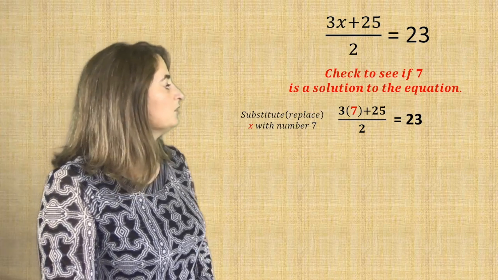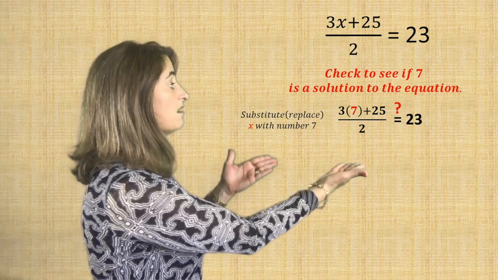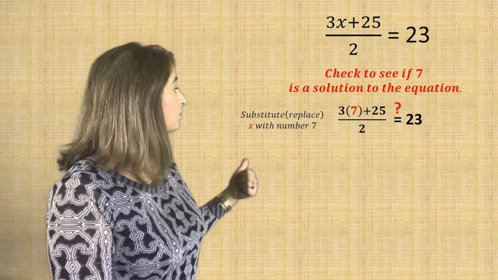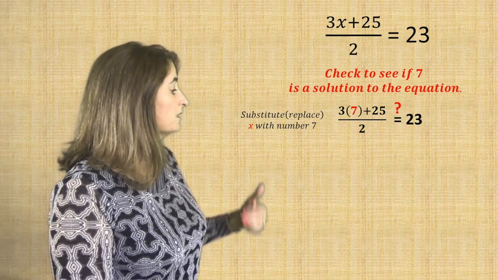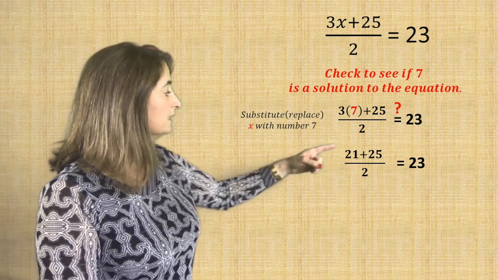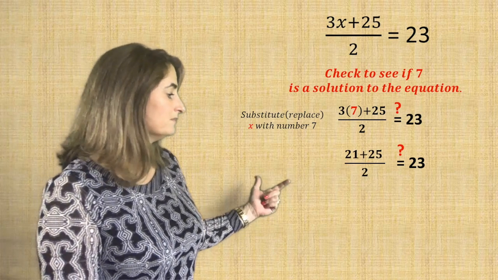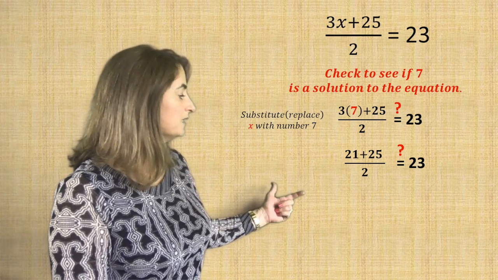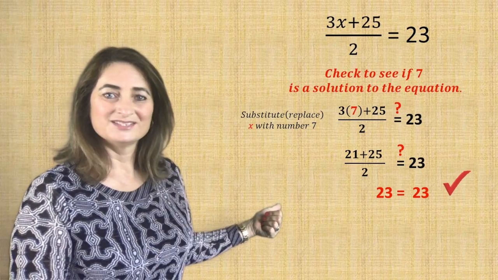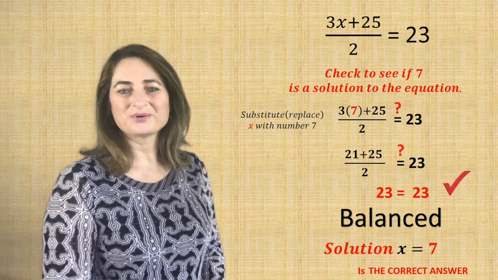Watch how I put the equal sign, because I'm still checking to see if those two sides are equal or in balance. Now, follow order of operations. 3 times 7 is 21, plus 25 divided by 2. Does it equal 23? Add them. 21 plus 25 divided by 2 gives you 23 equals 23, and they checked. So it is in balance. That means my solution x equals 7 is the correct answer.